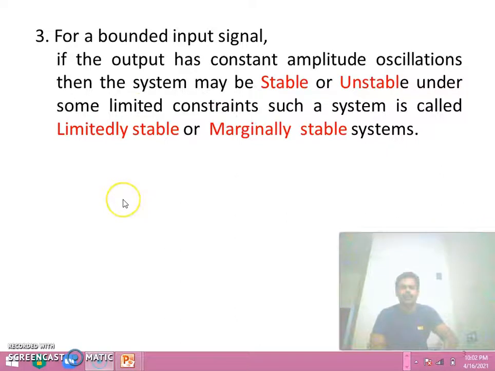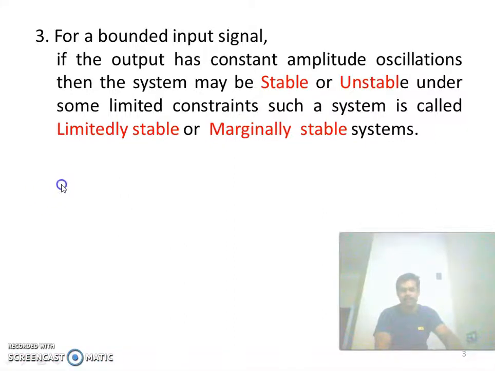For a bounded input signal, if the output has constant amplitude oscillation, then the system may be stable or unstable under some limited constraint. Such a system is called a limitedly stable or marginally stable system.